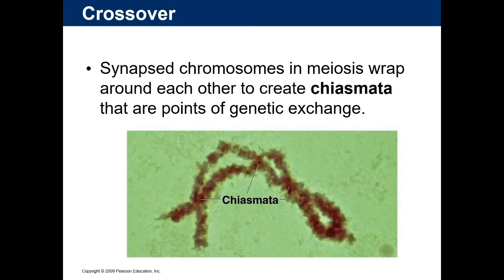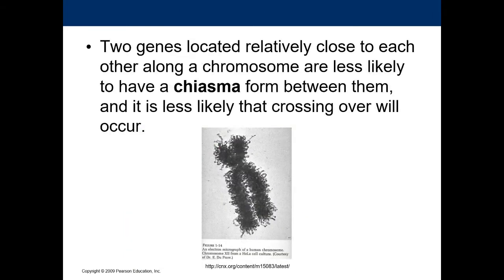Crossover is a phenomenon where the chromosomes, which are synapsed, wrap around each other to create chiasmata. They are points of genetic exchange. During crossover, synapsed chromosomes in meiosis wrap around each other to create chiasmata, which are points of genetic exchange. Two genes located relatively close to each other along a chromosome are less likely to have a chiasma form between them, so crossing over is less likely to occur.